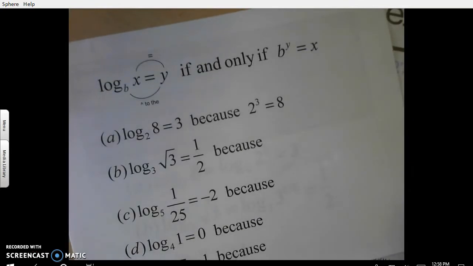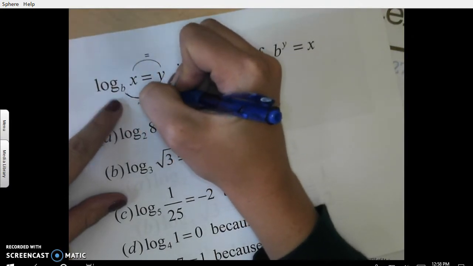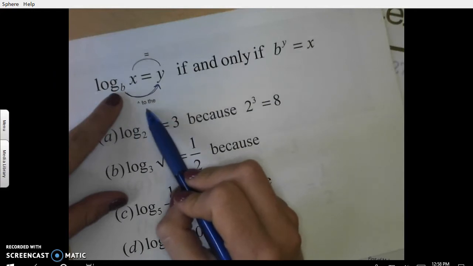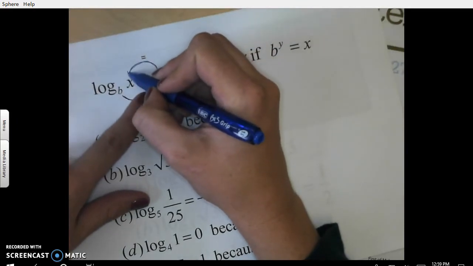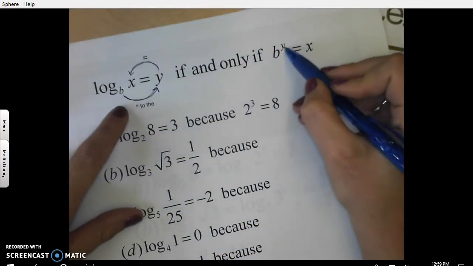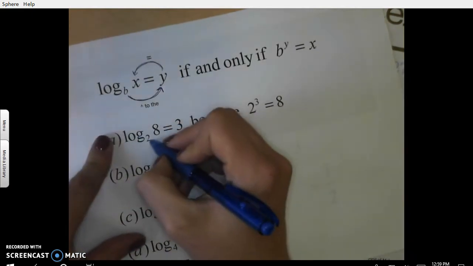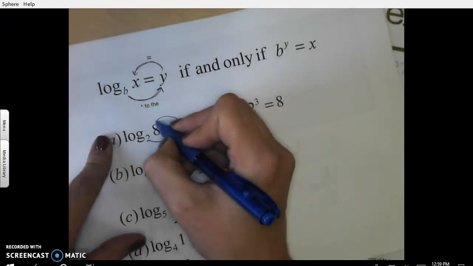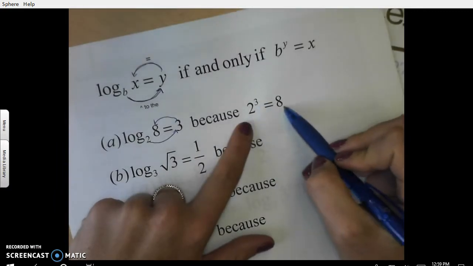This is a little circle that we form in order to go from log form to exponential form. We start at our base b and we go around the circle. So we would say b to the power of whatever y is, and we keep going around, equals x. That's how we get b to the power of y is equal to x. Now let's try it with some numbers. 2 to the power of 3 equals 8, which is true.